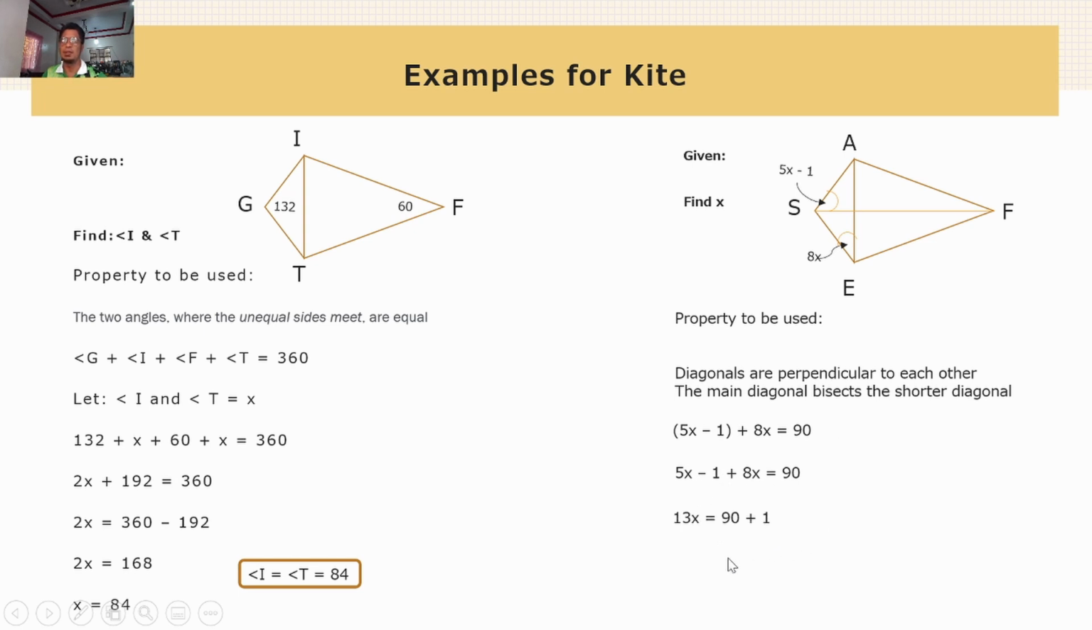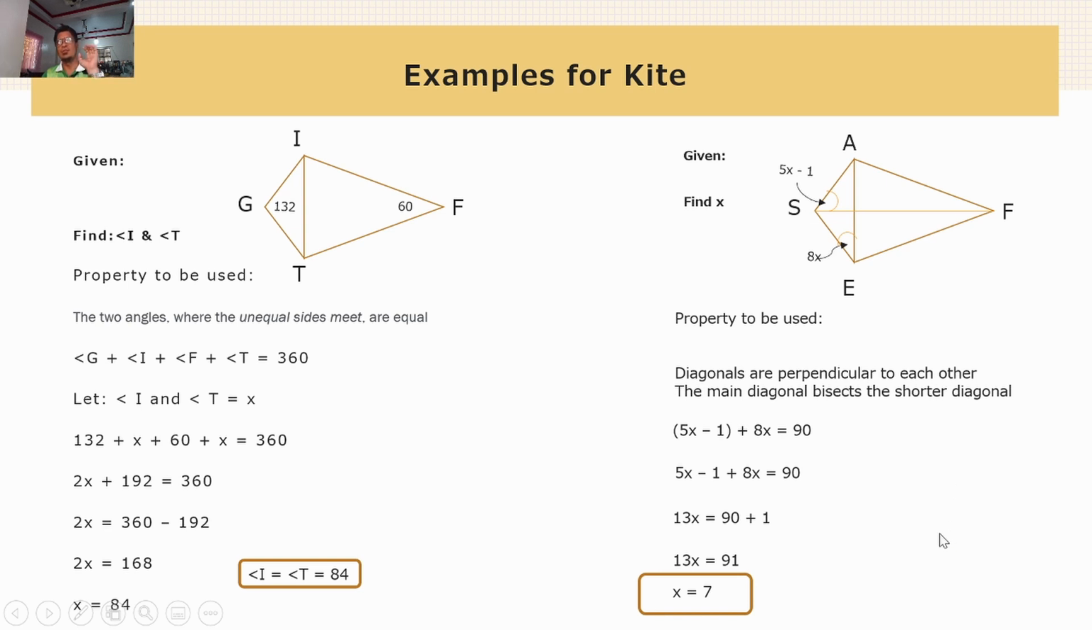Solve for x. That will give us 13x is equal to 90 plus 1. Where did we get 1? Yung negative dito, tumawid ng equal sign, naging positive. This will give us 13x is equal to 91. So we will be looking for the value of x. We have to remove 13. So divide both sides by 13. X is equal to 7. So since we are looking for the value of x, x is equal to 7. This will be the value here.